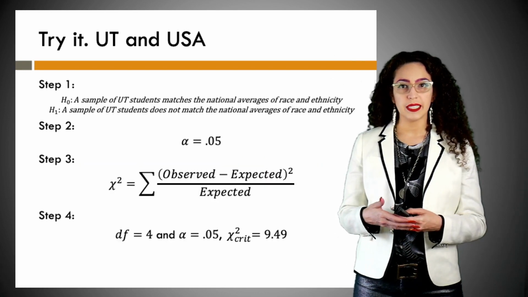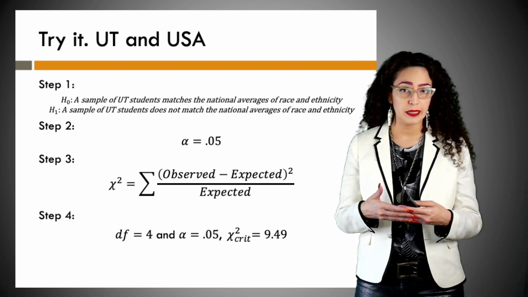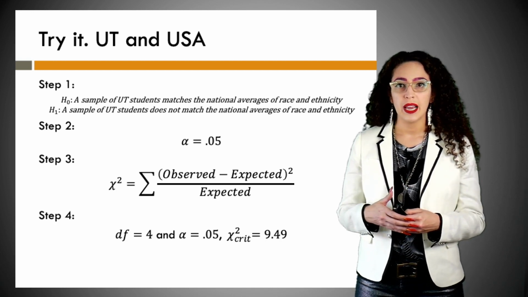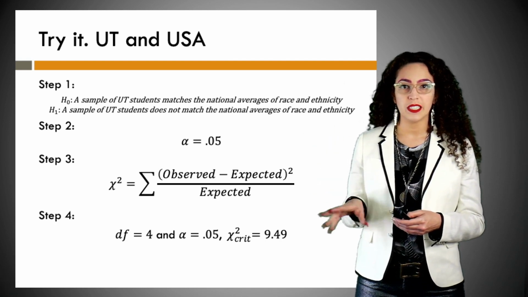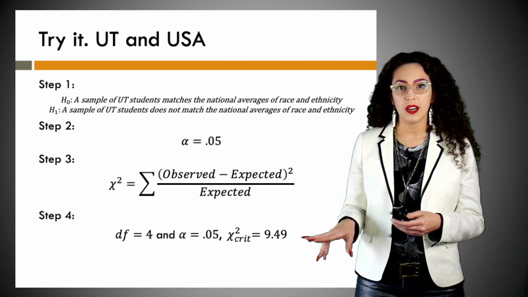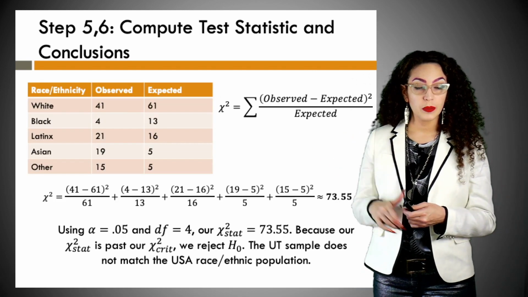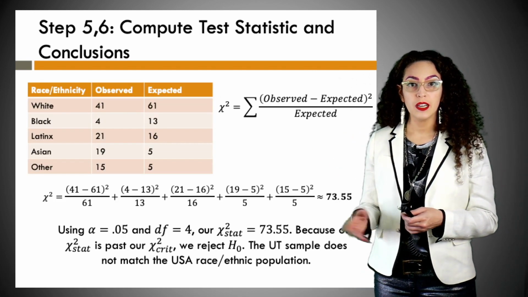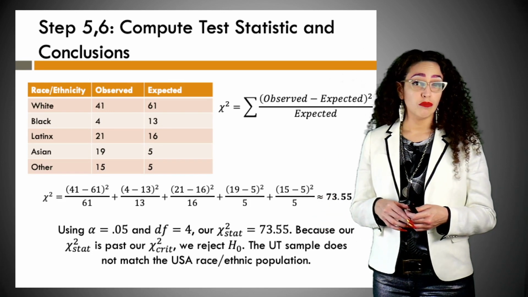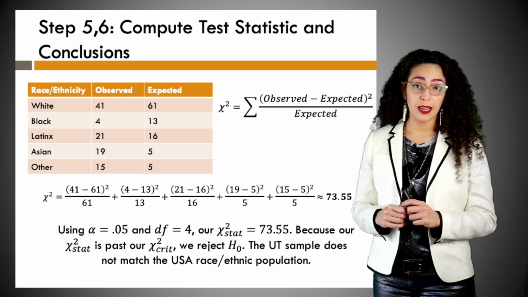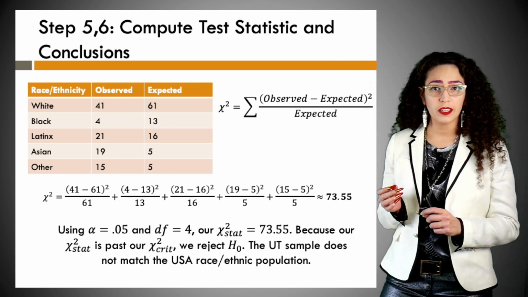So we're going to say that the sample of UT students matches the national averages for race and ethnicities in the different proportions, and the alternative is that they do not. 0.05, chi-square test, goodness of fit, and we have a critical value here of 9.49. If we put all that into our chi-square goodness of fit equation here, we end up with 73.55. So we get to reject that null hypothesis because 73.55 is definitely bigger than our critical value.